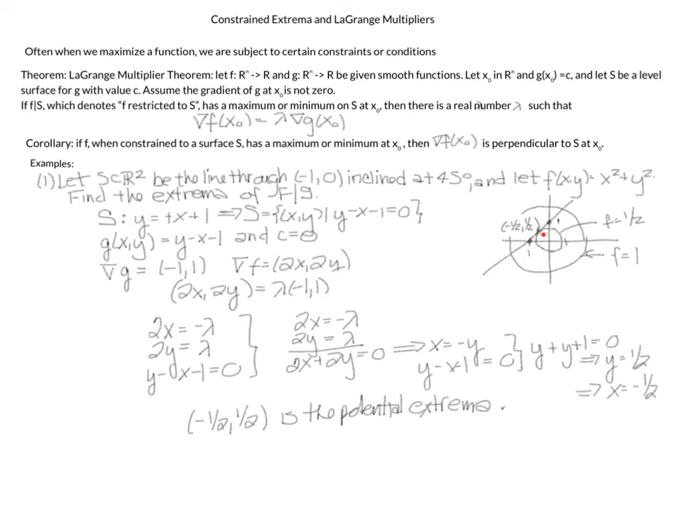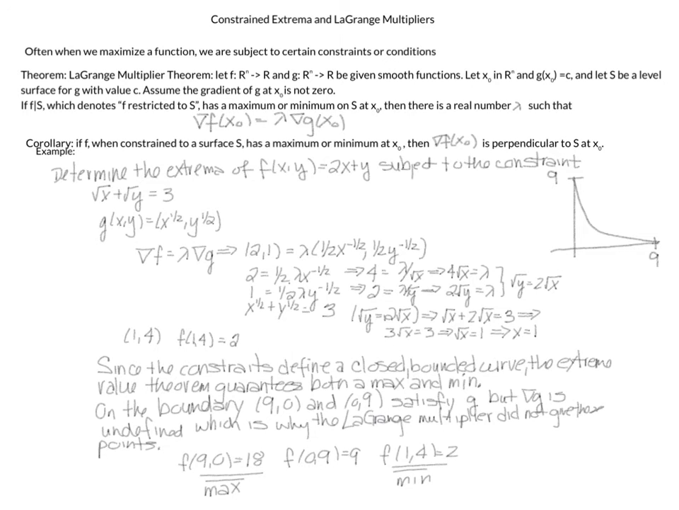And you can look at this graph here and you can see that this line is tangent to the circle, which is what we expected and discussed in our previous slide. We will start by taking the gradient of f and set it equal to lambda gradient of g. So here's my gradient of f, my lambda gradient of g. We set the components equal to each other.